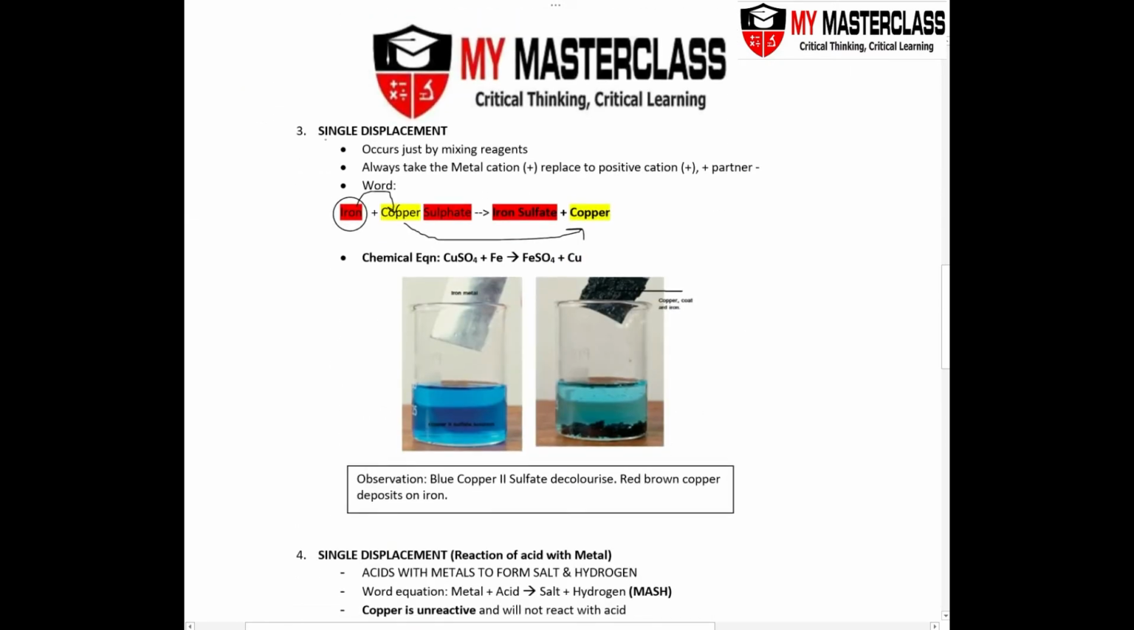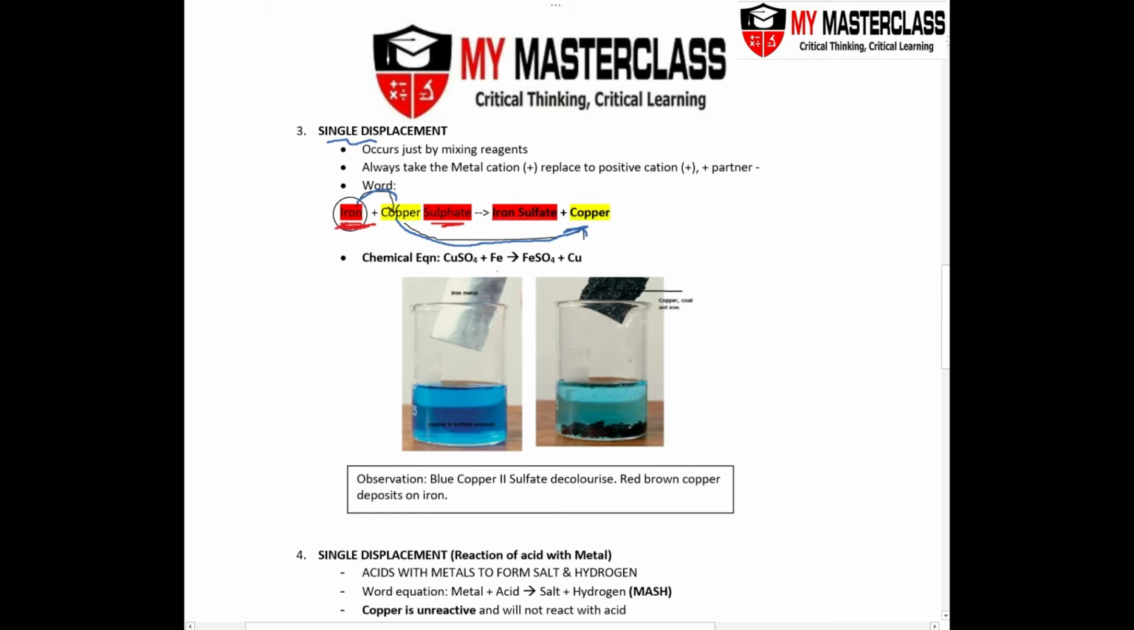Okay, other chemical reaction, we have single displacement reaction. So single displacement reactions occur by mixing reagents together. Okay, same idea, I always take the positive, keep the positive, partner the negative. So if you have your metal, which is positive, this metal will go and kick out your copper to give you iron sulfate, right? So my iron partners the sulfate, and your copper is being kicked out. So this copper is being kicked out one time. We call it single displacement.